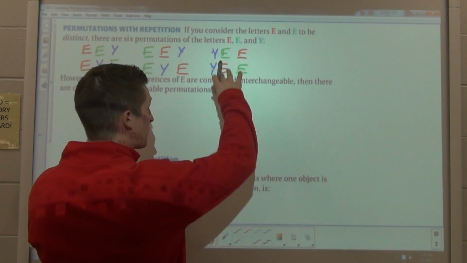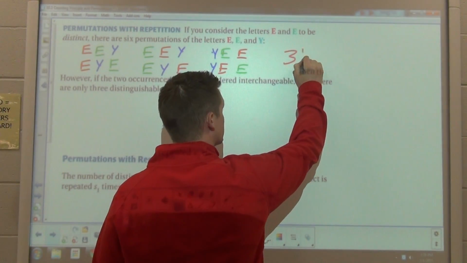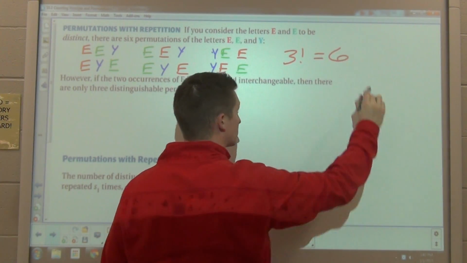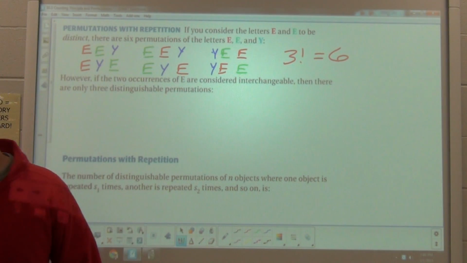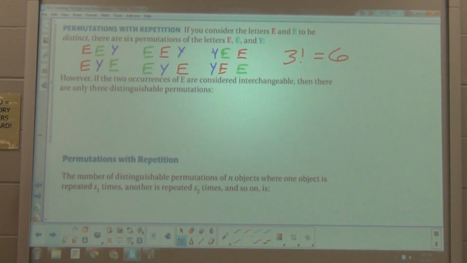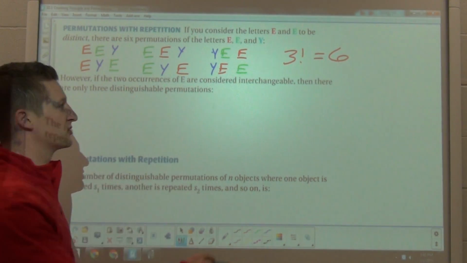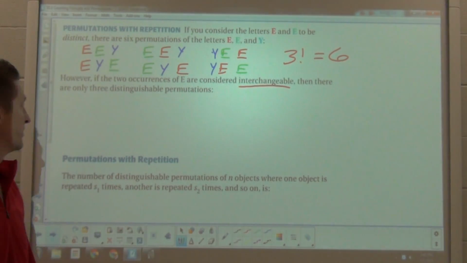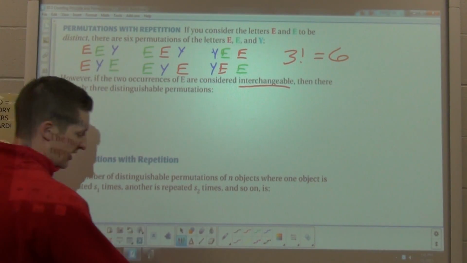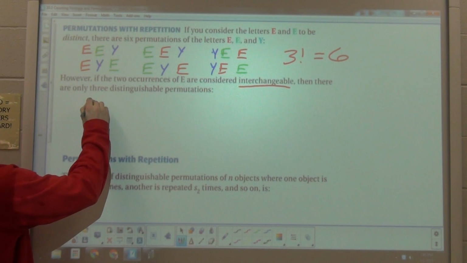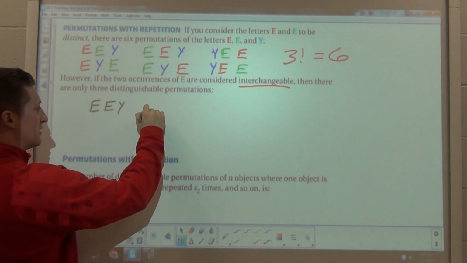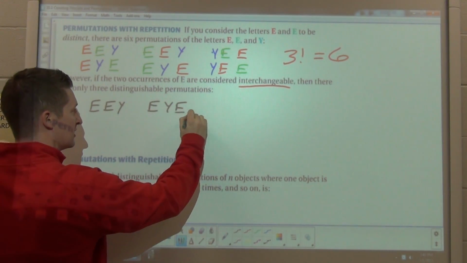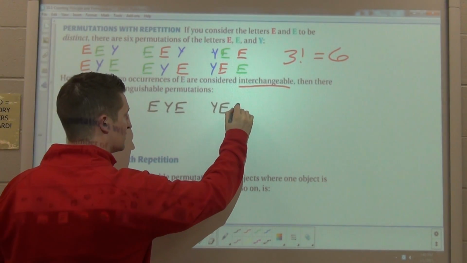That being the case, again, 3 distinct objects, this would be equal to 3 factorial. 3 factorial is 3 times 2 times 1, that's 6. Same as we've been working with. Now, if the 2 E's are considered interchangeable, they're not distinct anymore, then there's only 3 ways to do this. It would be E, E, Y, and E, Y, E, and Y, E, E.